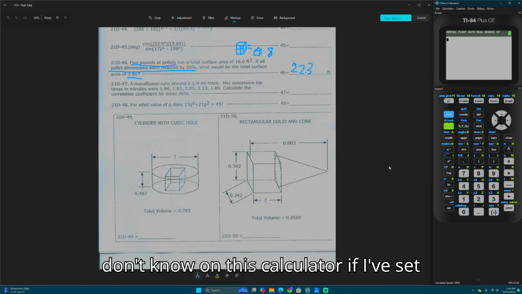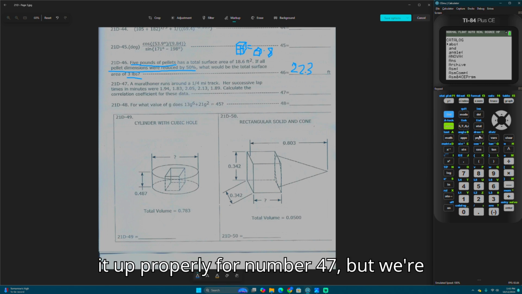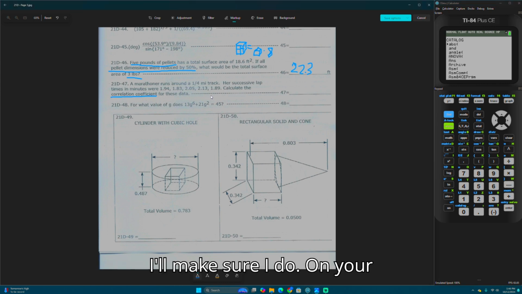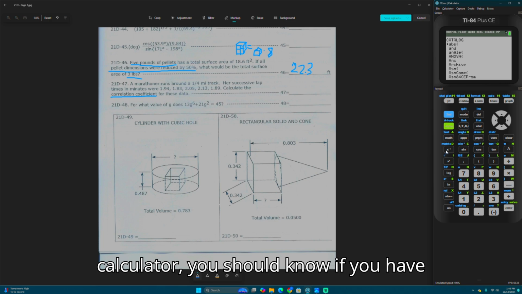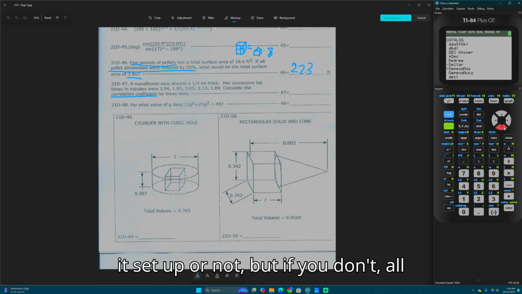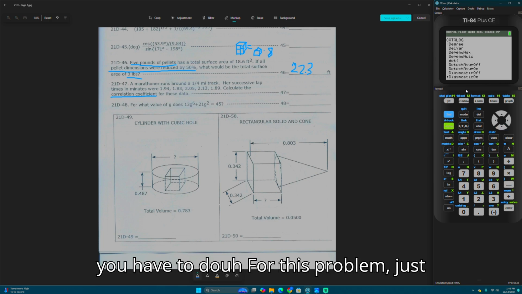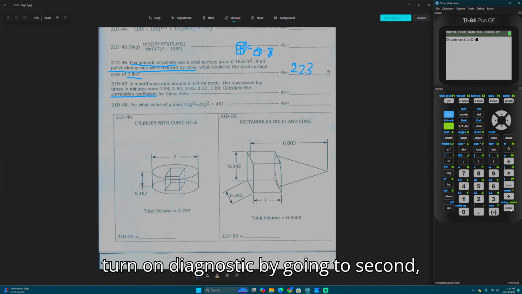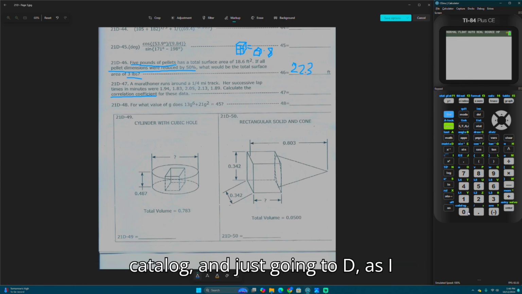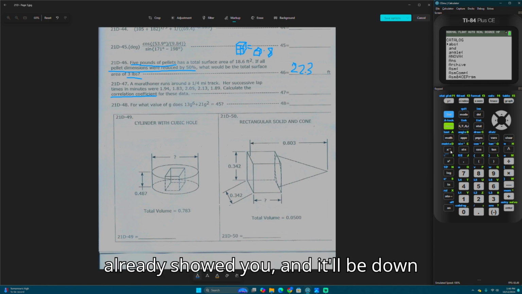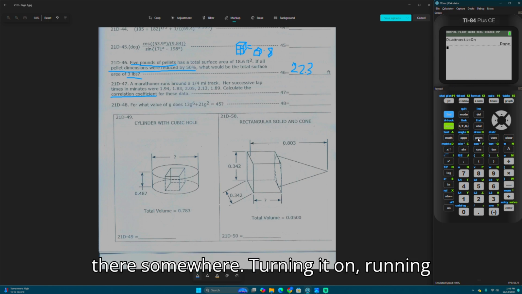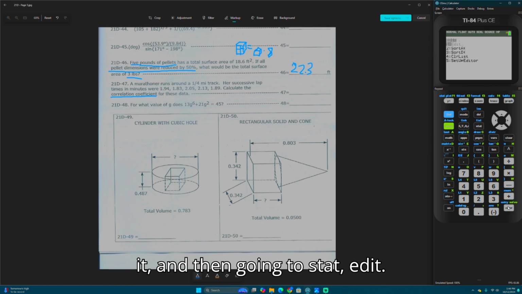Now I don't know on this calculator if I've set it up properly for number 47, but we're asked for the correlation coefficient, so I'll make sure I do. On your calculator, you should know if you have it set up or not, but if you don't, all you have to do for this problem is turn on diagnostic by going to second catalog and just going to D, as I already showed you, and it'll be down there somewhere. Turning it on, running it, and then going to stat, edit.